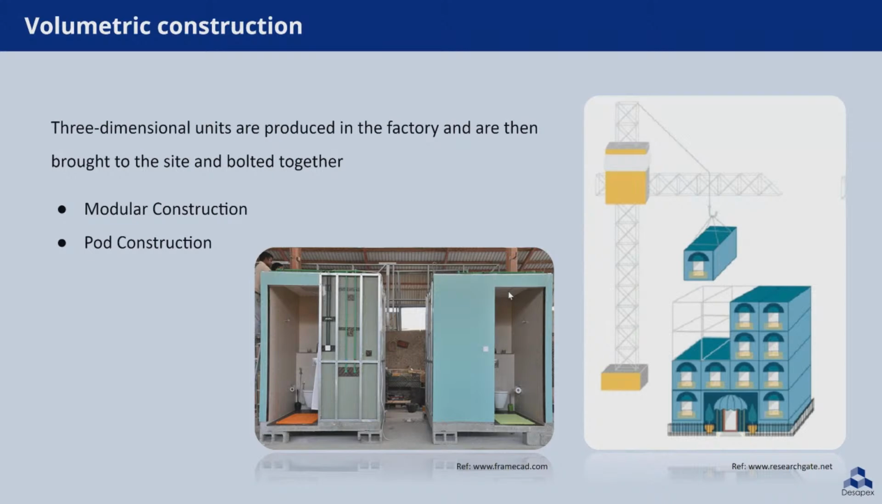Volumetric construction is split into 2 parts. They are modular construction and pod construction. In modular construction, factory-produced pre-engineered building components are delivered to the construction site. These modules are then put together as huge volumetric components or significant elements.